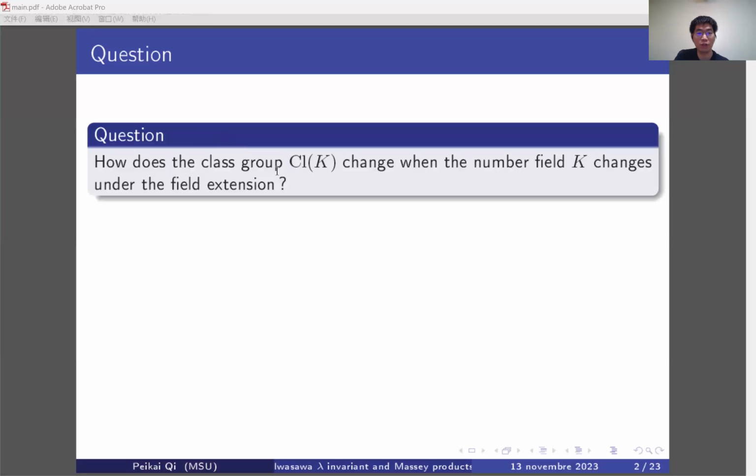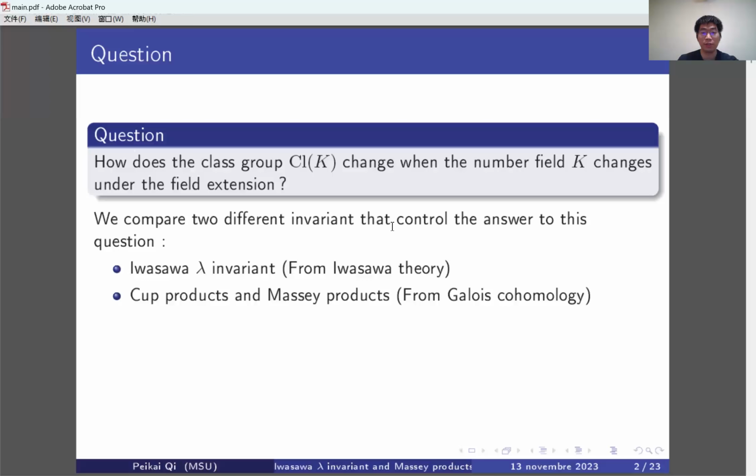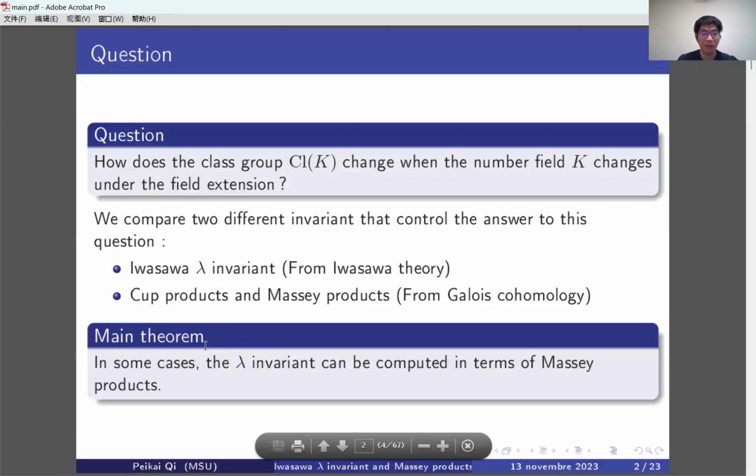In this talk, I will mainly focus on two results. I will mainly compare two different invariants that control the answer to this question. One invariant is called the lambda invariant, which is from Iwasawa theory, and the other is the cup product and Massey product, which is from Galois cohomology. Roughly, my main theorem says that in some cases, we can compute the lambda invariant by using the Massey product. My main theorem builds the relationship between the Iwasawa lambda invariant and the Massey product, so we can relate these two invariants from different theories together.